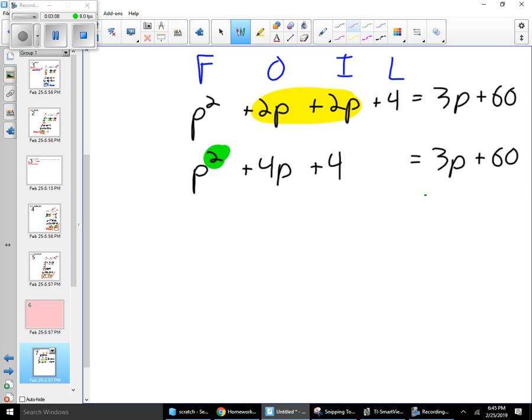In order to factor, we need a 0 on this right-hand side. So let's subtract 3P from both sides. And while we're at it, we'll get rid of this 60. Goodbye. So we have P squared. 4 take away 3 will be 1. And 4 take away 60 will be a negative 54.